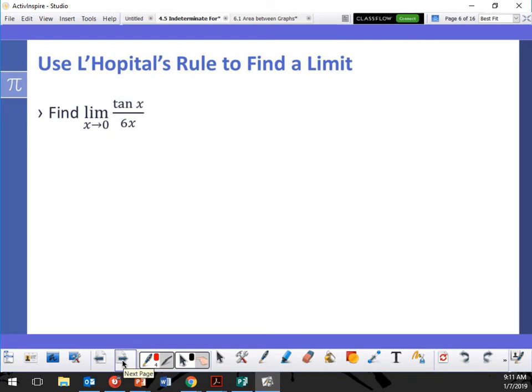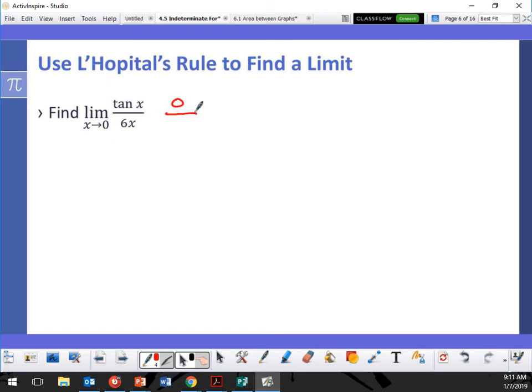Okay, so add 0. Think about it: tangent at 0. Tangent is y over x. So on my unit circle, all the way to the right, at 0, the y value is going to be 0 and the x value is 1. So 0 over 1 is 0. Very good. So that's 0.